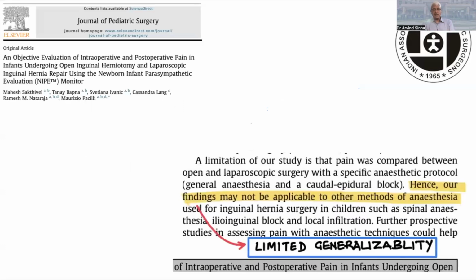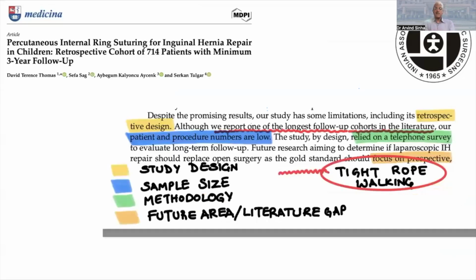So let's look at a few examples, right? In again a JPS article where they evaluated intraoperative and postoperative pain in children undergoing herniotomy, right? Using night monitors, and they said we use general anesthesia and caudal epidural block. However, our findings may not be applicable to other methods of anesthesia, let's say local anesthesia. So they basically highlighted the limited generalizability of the findings itself, right?